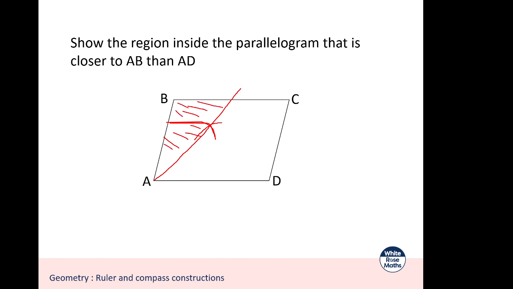Does that make sense, guys? So you grab your pencil, you measure more than halfway the distance between AD or AB. Then put your pencil on your compass and measure a little arc.